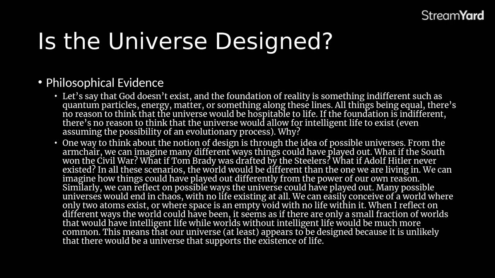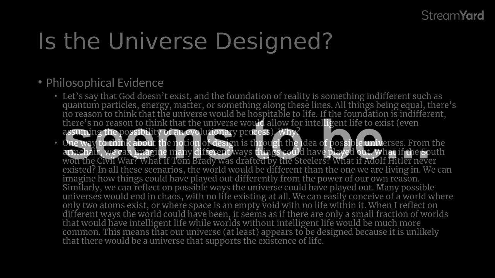Many possible universes would just end in chaos, with no life existing at all. We can easily conceive of a world where only two atoms exist, or the space is an empty void with no life within it. When I reflect on the different ways the world could have been, it seems as if there's only a small fraction of the worlds that would allow for intelligent life to exist, whereas worlds without intelligent life would be much more common.